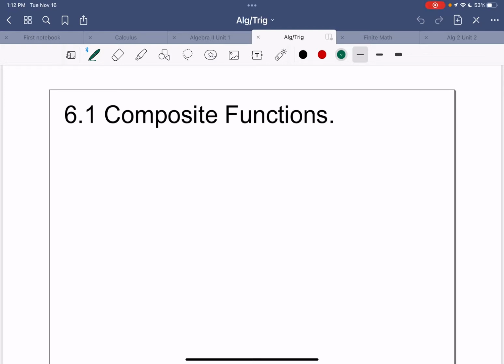So the first thing we're going to start with is notation. F of G of X means the G function is inside the F function. That can also be written F with a little circle G, parentheses around that, of X. So that's a different way to write the same thing.